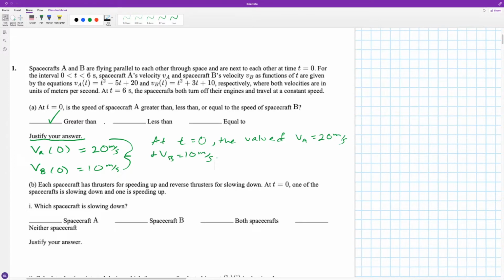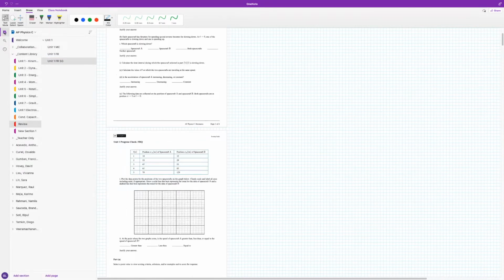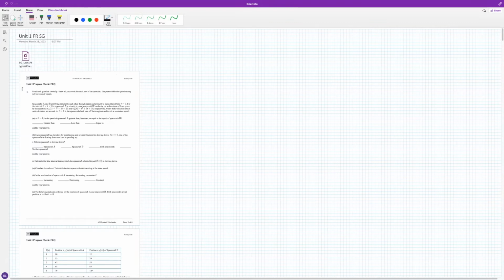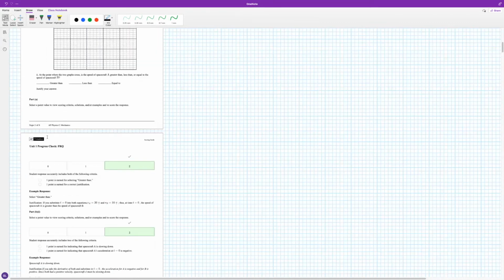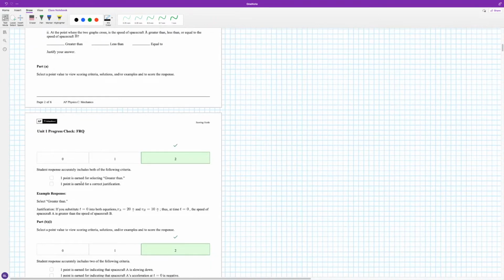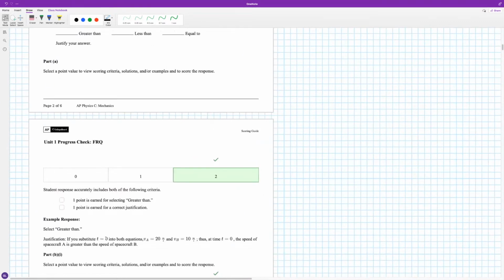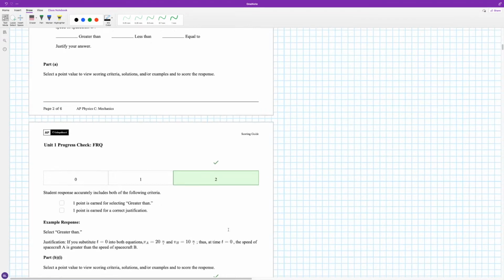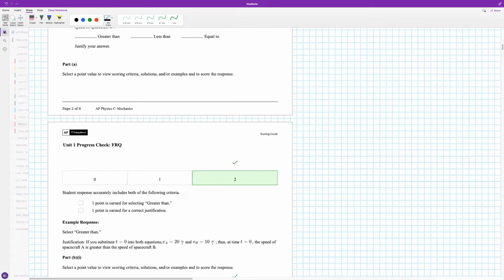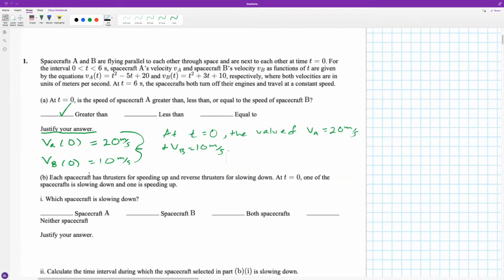Okay. We can look at the scoring guide and see what they were looking for. So we can go into our OneNote, jump to the scoring guide for this part. This portion here was worth 2 points. 1 point is for selecting greater than and 1 for a justification. So let's go ahead and see an example of their response. Justification: if you substitute t equals 0 into both equations, the velocity of A equals 20 and the velocity of B equals 10. Thus, at time t equals 0, the speed of spacecraft A is greater than that of B. Okay. So pretty straightforward.